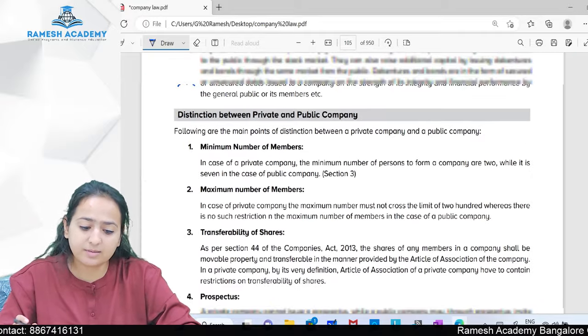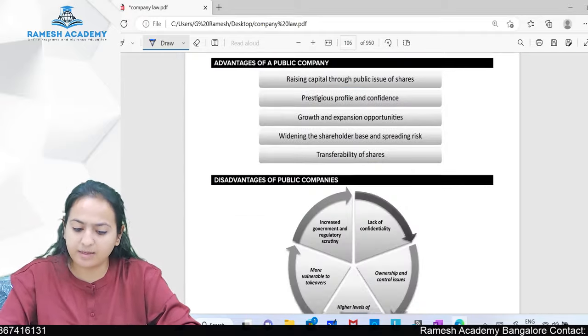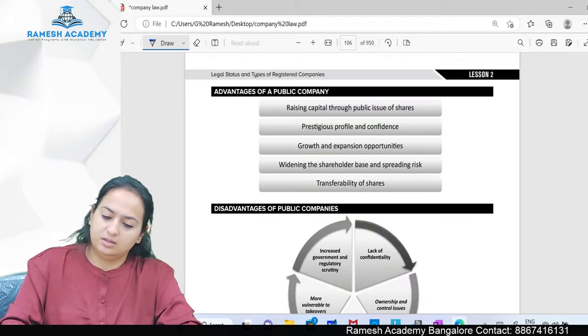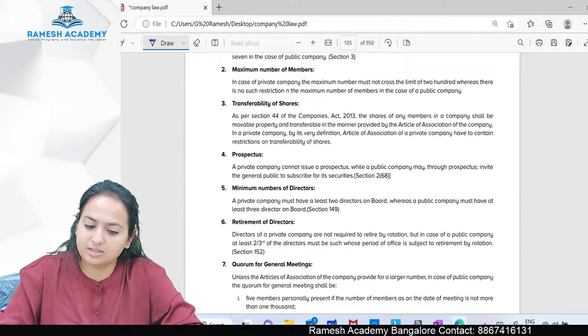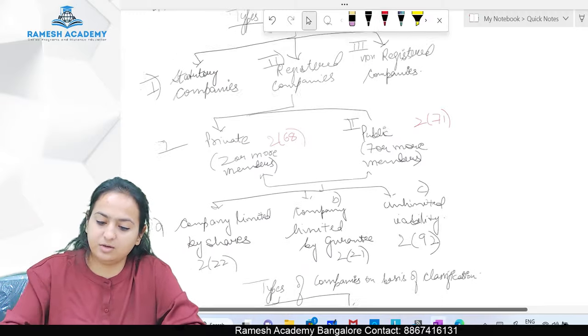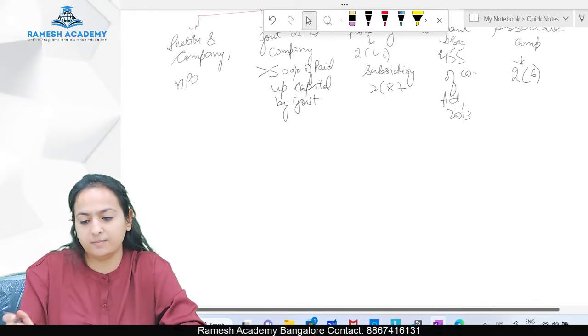Next, what is the main distinction now between the public company and the private company? Will tell? What you have read, the main distinction between private and public company will be? Make a note. It's a very important question.